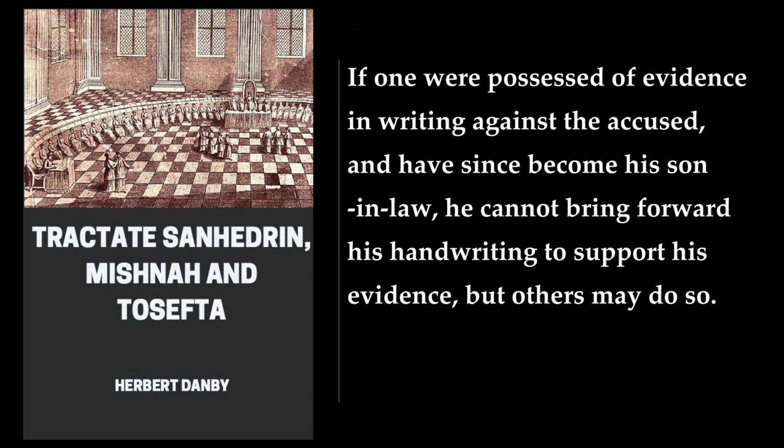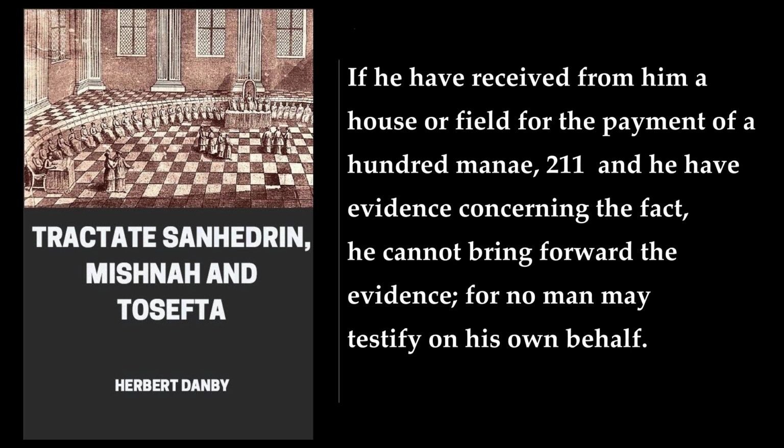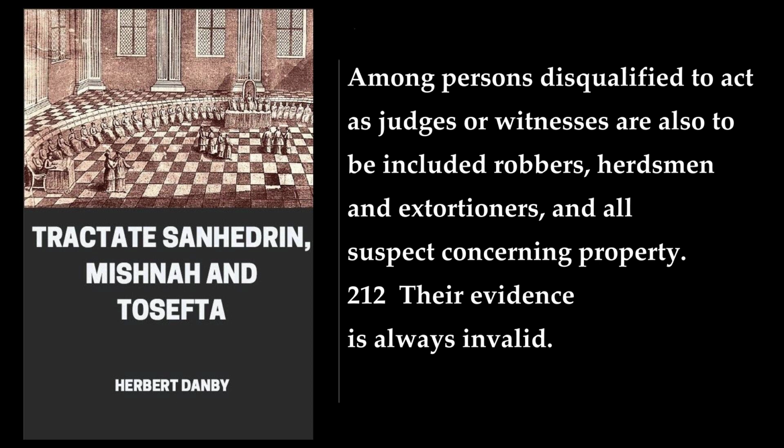5a. If one were possessed of evidence in writing against the accused, and have since become his son-in-law, he cannot bring forward his handwriting to support his evidence, but others may do so. If he have received from him a house or field for the payment of 100 mani 211, and he have evidence concerning the fact, he cannot bring forward the evidence, for no man may testify on his own behalf. Among persons disqualified to act as judges or witnesses are also to be included robbers, herdsmen and extortioners, and all suspect concerning property 212. Their evidence is always invalid.